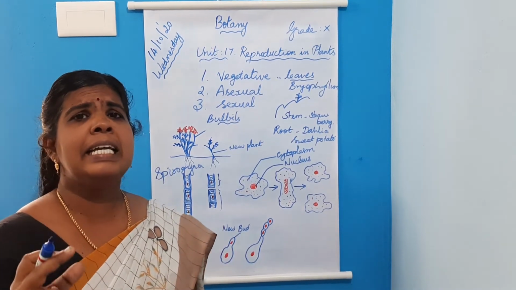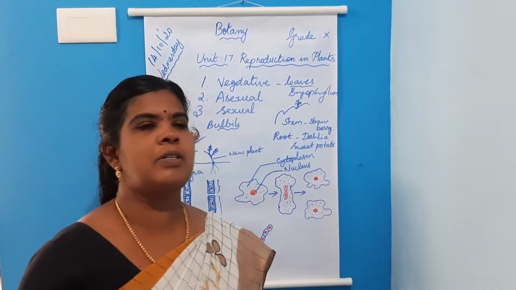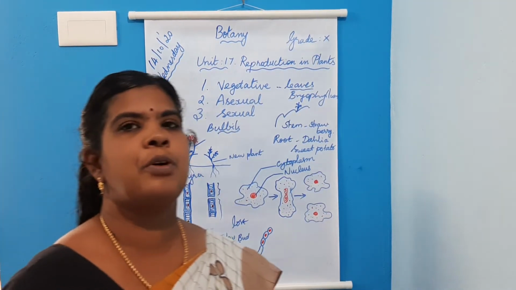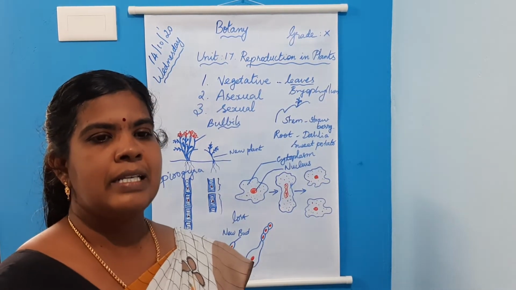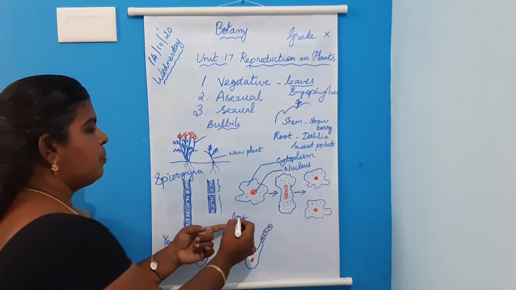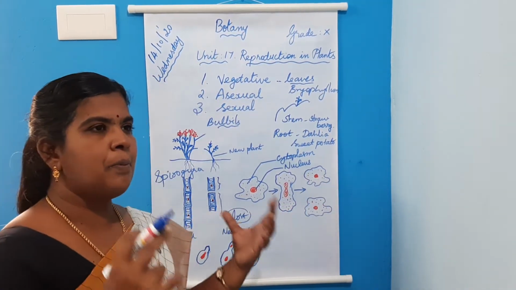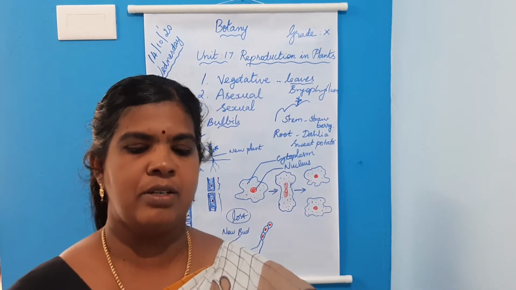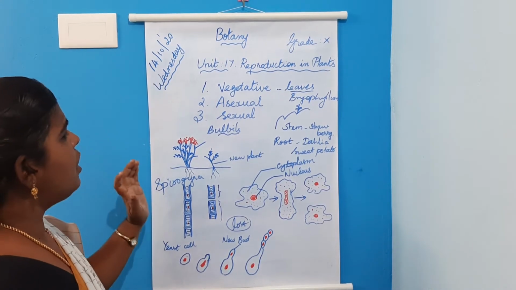Next method is regeneration. This is the ability of an organism to regrow lost body parts. The lost parts of a body can develop into the young one. Example, planaria and hydra. So the body parts can develop into an individual organism. These are the methods of vegetative propagation.